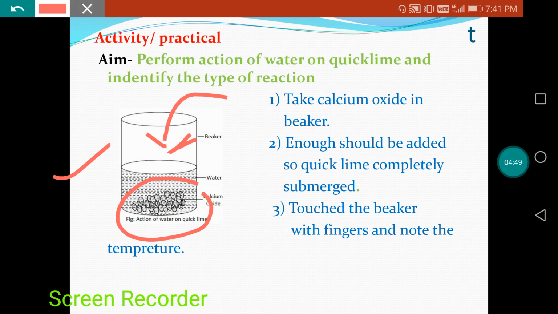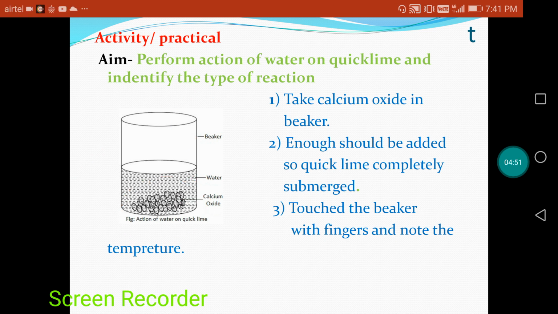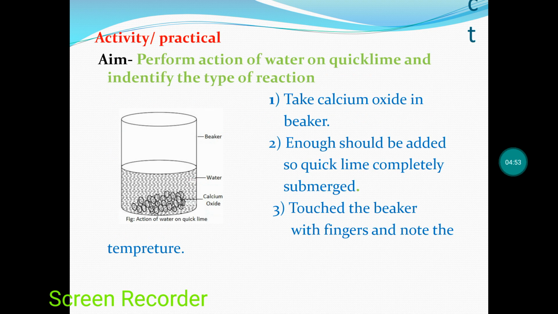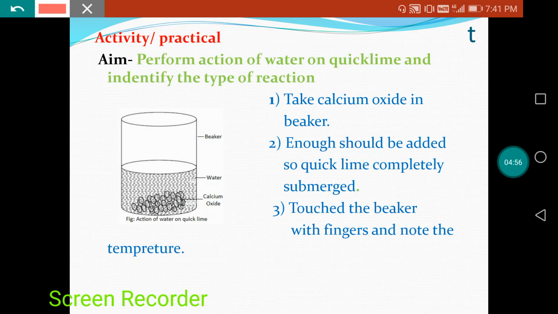Then the fourth step is, you touch the beaker. What will you observe after touching the beaker? When you touch the beaker with your finger, you observe that the beaker is hot. Why? Listen carefully.